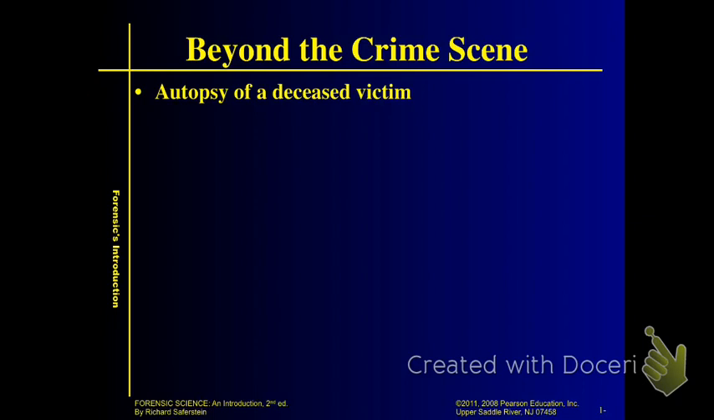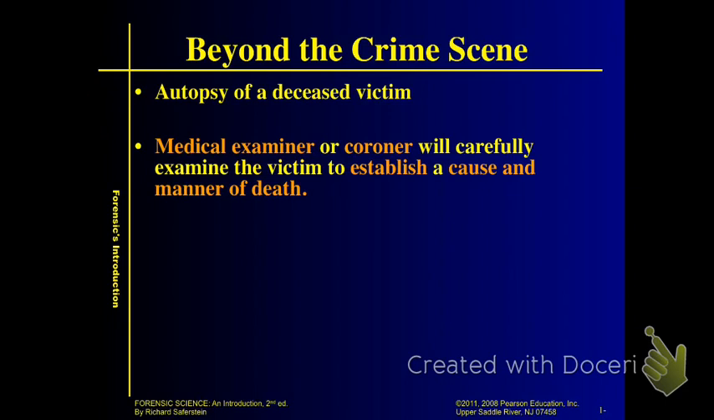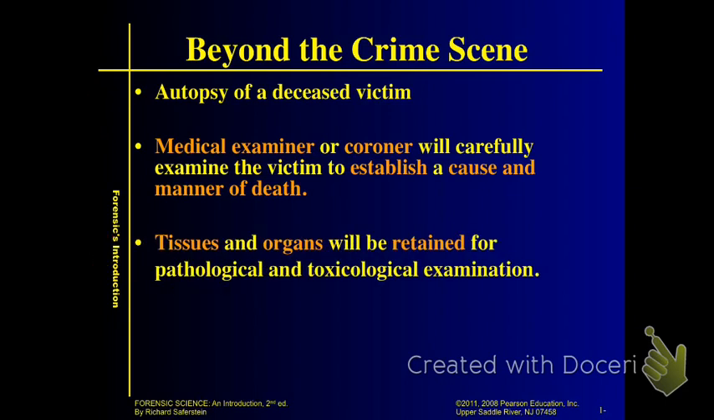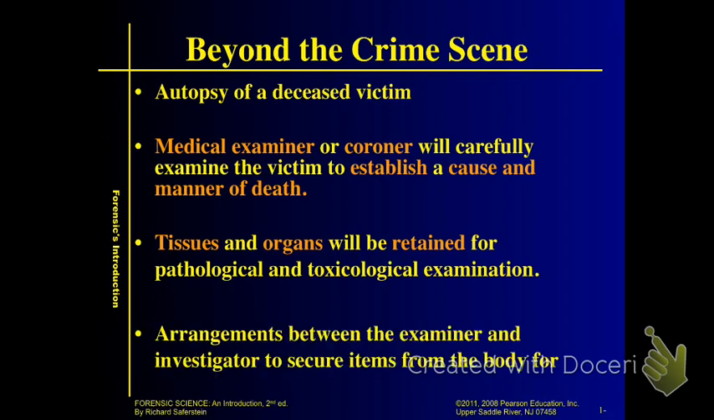If there's a deceased victim, an autopsy can lend some clues to what's going on. A medical examiner or a coroner will examine the victim to establish a cause and manner of death. Tissues and organs can be checked for pathology and toxicology. We're going to be getting into autopsies in a little greater detail later on in this unit.